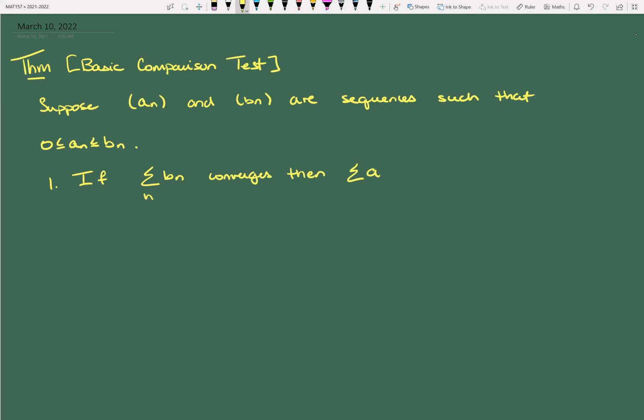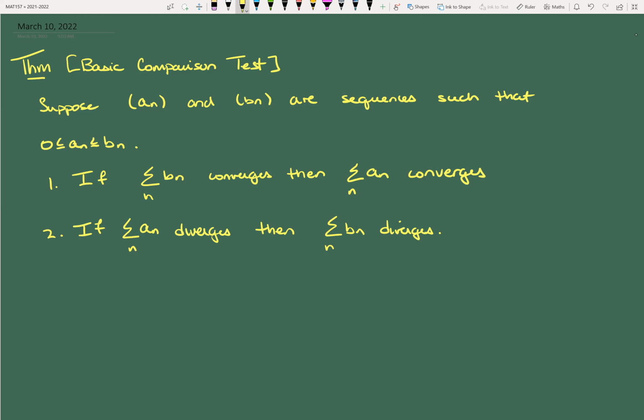Then a_n converges. Okay, and number 2 doesn't need to be explicitly stated because it is just the contrapositive of this statement, but we'll include it anyway here. If a_n diverges, then b_n diverges. Right? So pretty much the exact same statement for improper integrals.